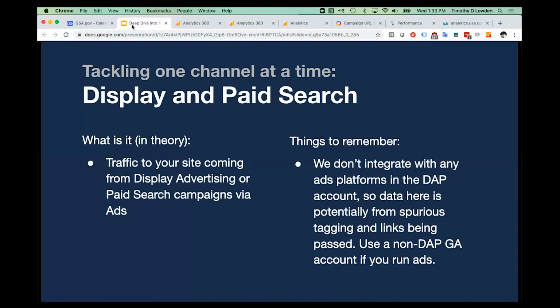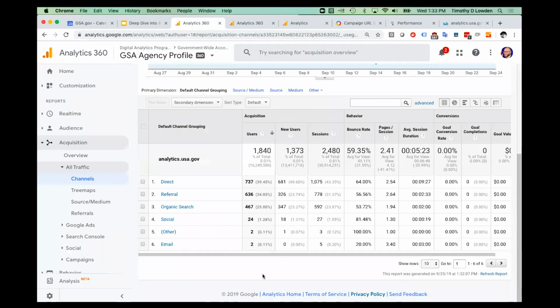So if you don't use Google Ads or display advertising, and you see a couple random users or sessions in there, it's usually because of spurious data or copied and pasted links. If you know that you don't use Google Ads, I would ignore anything that appears in there. When it does appear in there, it's usually a tiny, tiny, tiny bit, and it's an error.